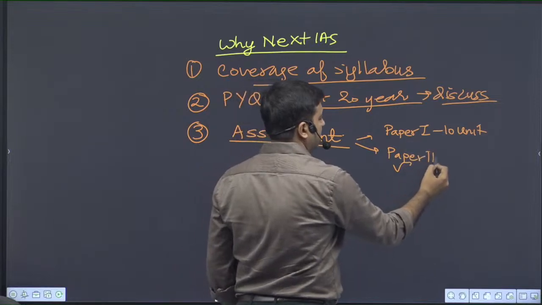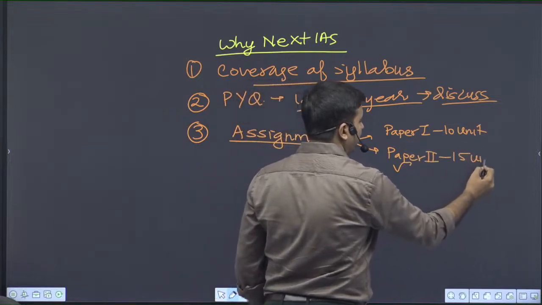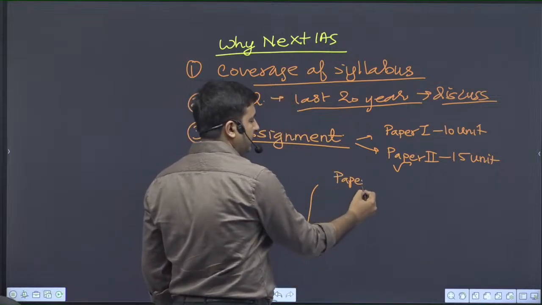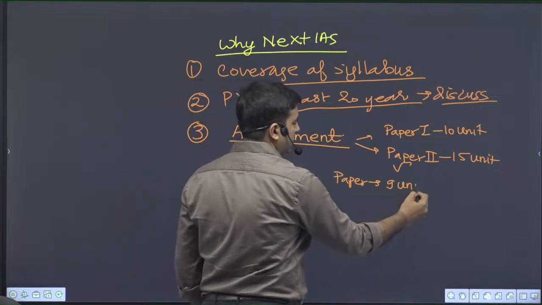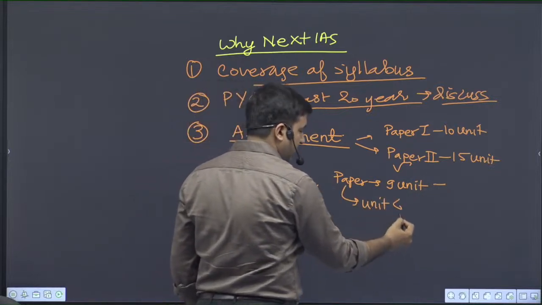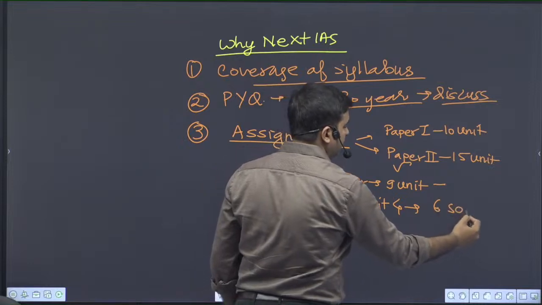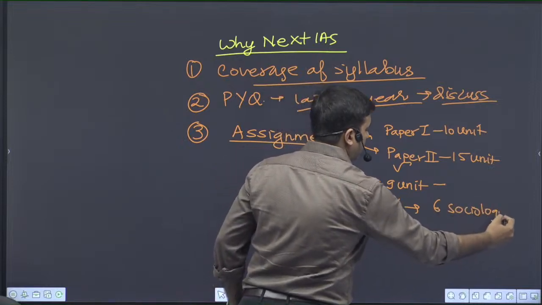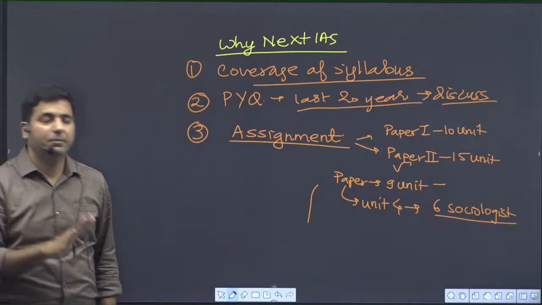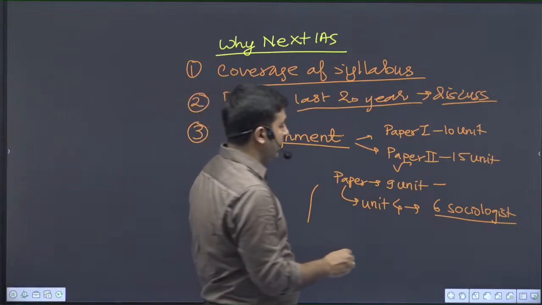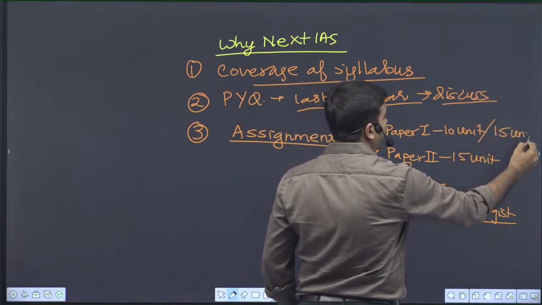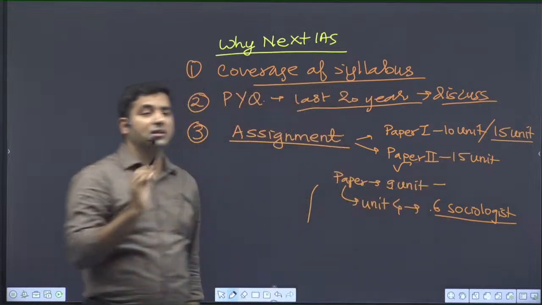So it makes the number of assignments 25. But in Paper 1 itself you will have 9 units, which have 9 assignments. But then there is Unit 4, within which there are 6 sociologists or social thinkers, and we give you a separate assignment for them. So actually 9 plus 6 comes out to be 15. So you will be having exhaustive answer writing practice.